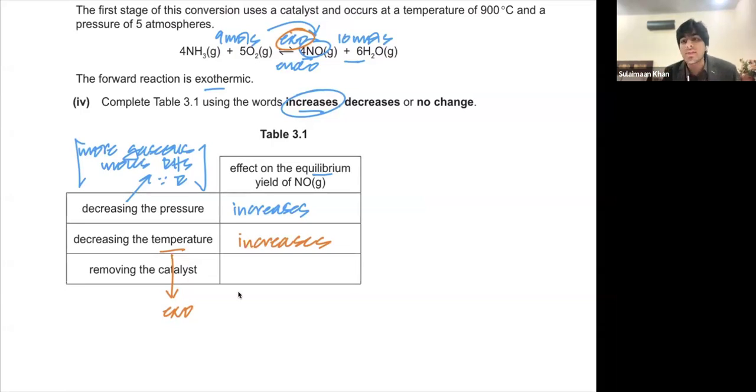And if the Cambridge examiner asks you why does it not affect the position of equilibrium, fun fact, he's not going to ask you this because he also knows that you are going to study this in A levels, right? You just need to know that it does not affect the position of equilibrium. So what is going to happen? No change. The catalyst only affects the rate of reaction.